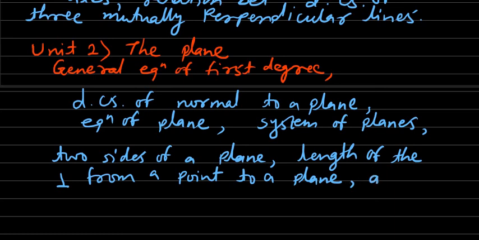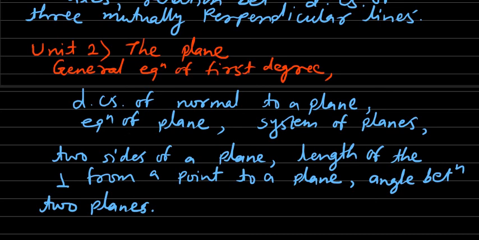Okay, angle between two planes. Mainly we are going to study the bisector of angles between two planes. Likewise are the main articles that we are going to study in unit number 2.